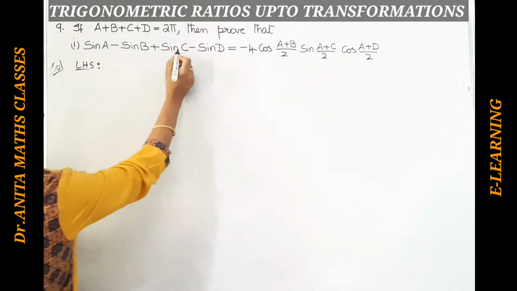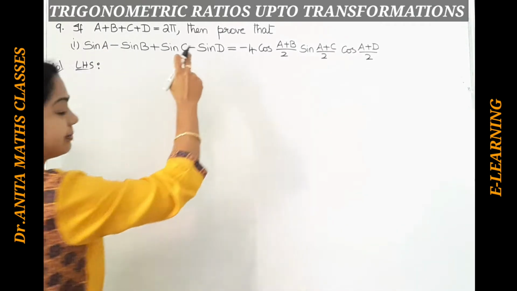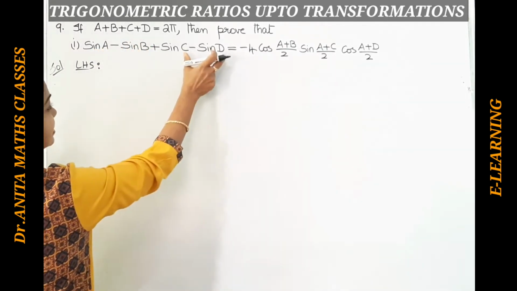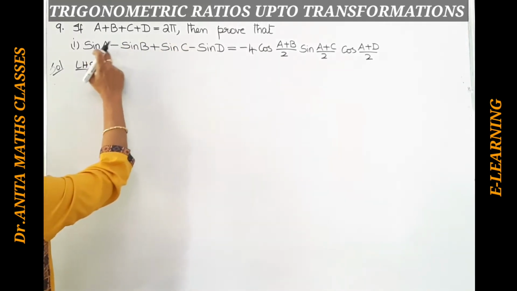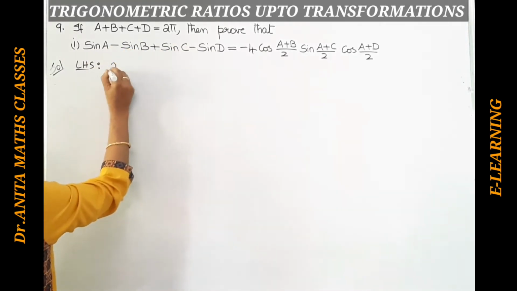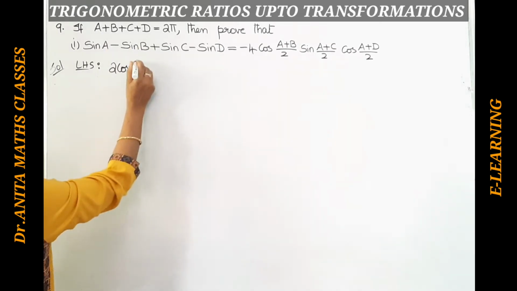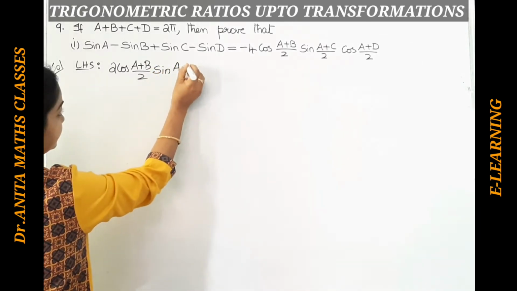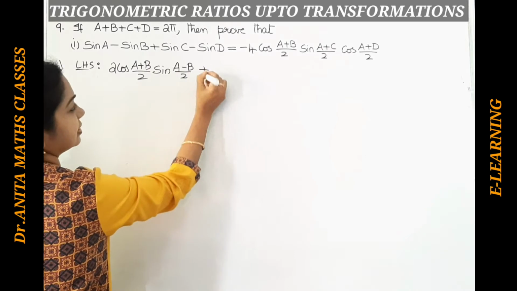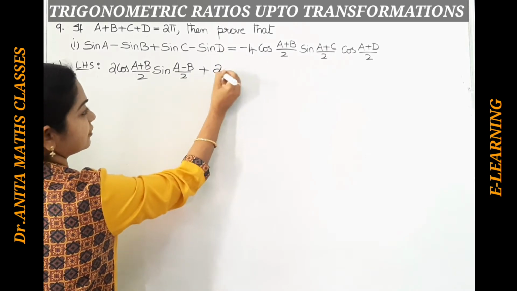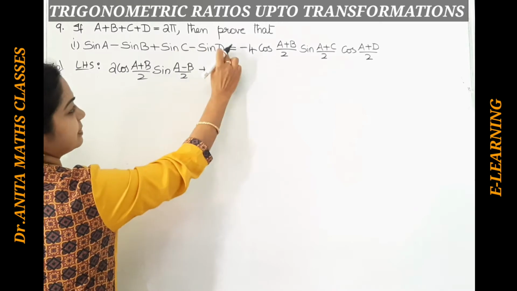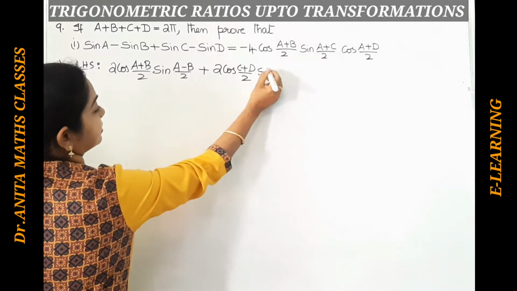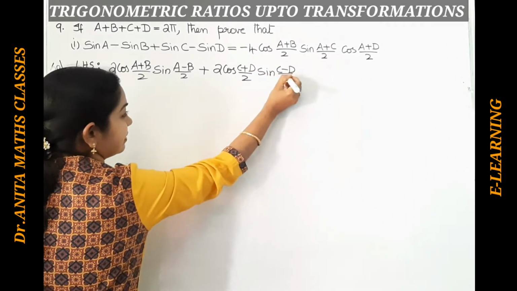Sin A minus sin B plus sin C minus sin D. So both pairs are minus. I will be making use of the transformation formulas here and as well as here. So using the transformation formula, this is sin A minus sin B, so we will write it as 2 cos of A plus B by 2 and sin of A minus B by 2. Similarly, here also we will make use of the same transformation formula: 2 cos of A plus B by 2, here A and B are C and D, and sin of A minus B by 2, so C minus D by 2 here.